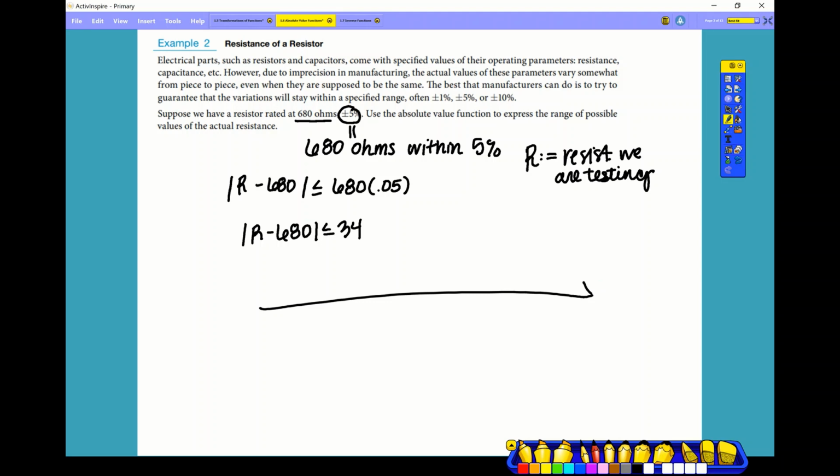Okay, so if you wanted to observe what's going on here, 680 is ideal, right? So what this is saying is that you can take away, these are brackets, or you could add 34 ohms and it would still be acceptable. Anything outside of here and it will get rejected for safety or quality reasons or whatever.